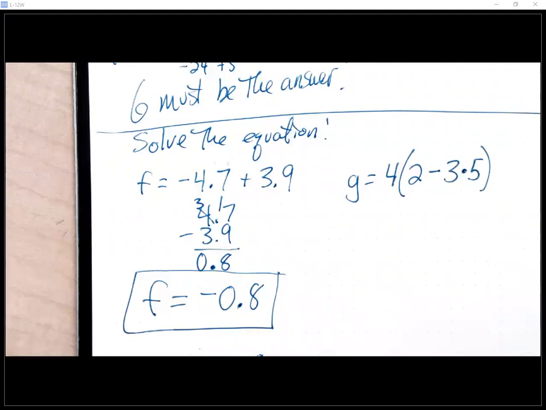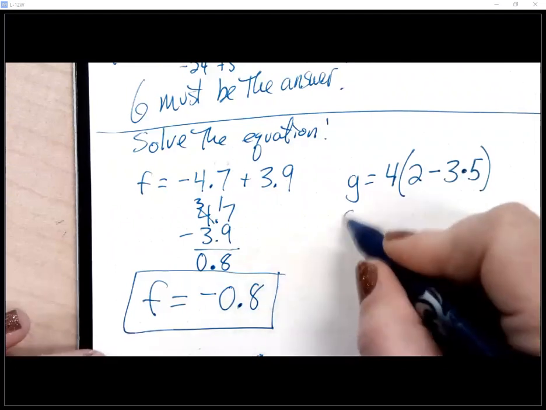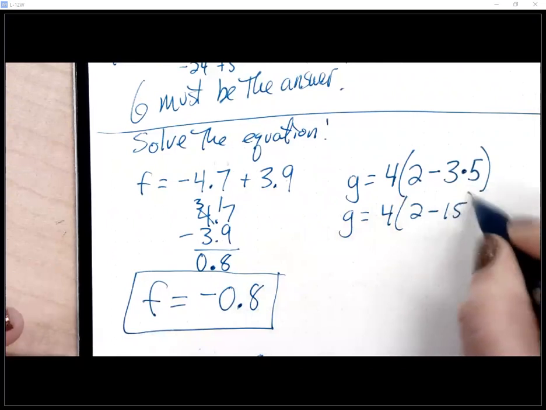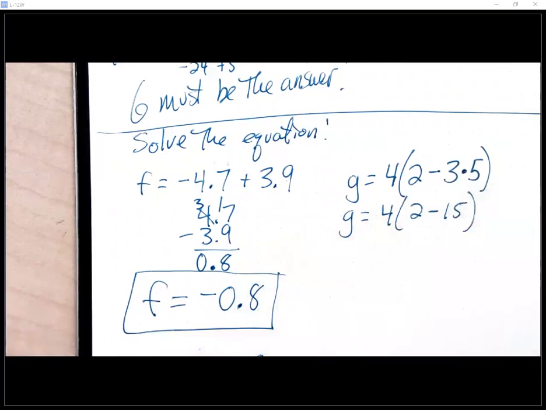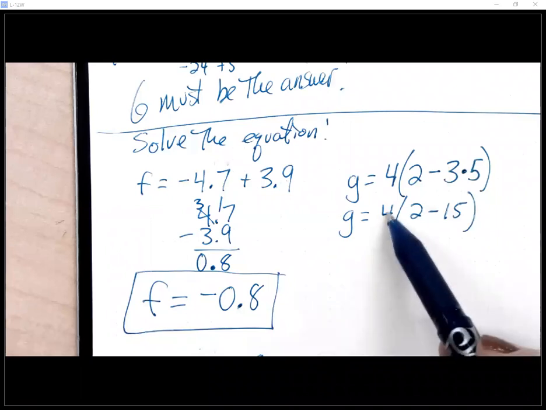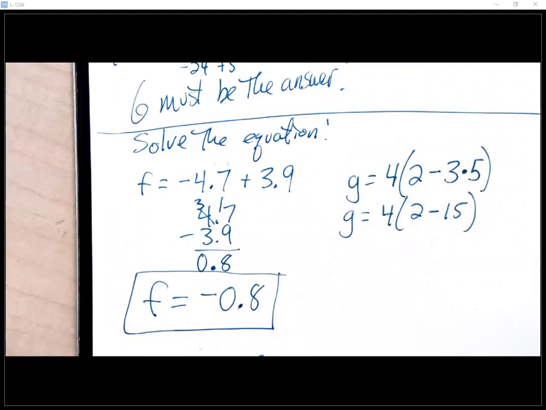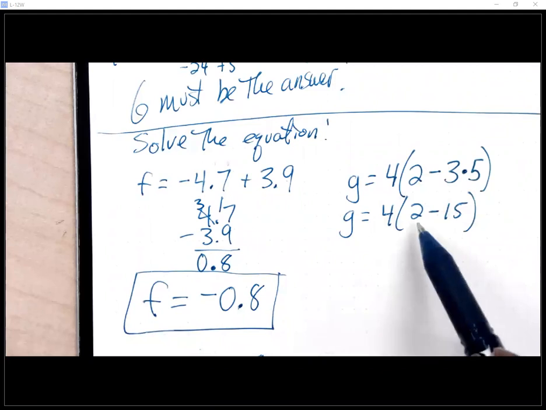Well, let's go piece by piece. What would I have to do first? The 3 times 5 would have to go first. So let's do that. 3 times 5 is 15. All right, now what would I have to do? You could do 4 times 2 and 4 times 15. That's one option. You're not wrong, but there is something else you could do, because I can do 2 minus 15.